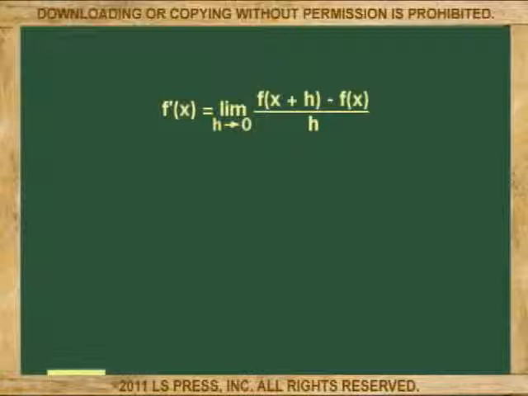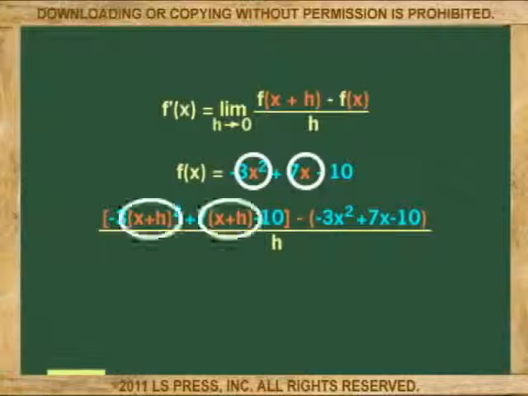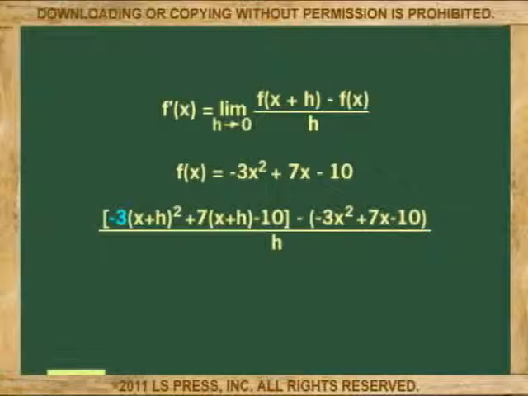Again, using the equation for the derivative, f prime of x, when the limit of h approaches 0, f of x plus h minus f of x over h. We substitute our parabola equation into it. Notice that every x in the equation gets the x plus h treatment and we get negative 3 times x plus h squared plus 7 times x plus h minus 10. This takes care of the x plus h.